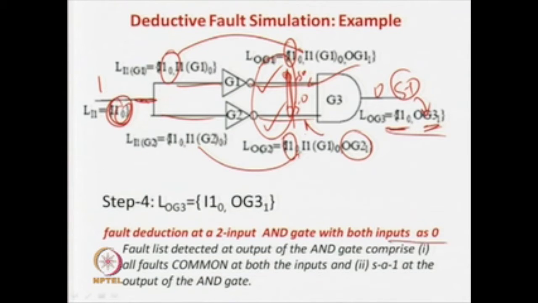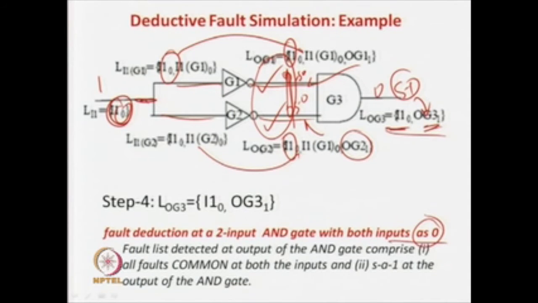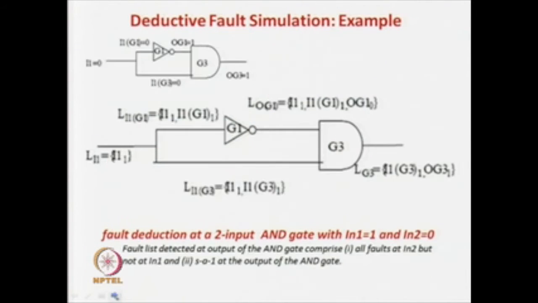So the rule is, when both the inputs are 0, intuitively we thought that nothing could be propagated, because if any one input of the AND gate is 0, then nothing propagates. But we were surprised to find that if some fault is affecting both the inputs of your AND gate, then that is the only fault that is propagated. So the fault list of the AND gate, when both of the inputs are 0, comprises all faults which are common to both the inputs. Only this fault was common to both inputs, and that gets propagated, plus a stuck-at-1 fault at the output is obviously detected, because 0 and 0 here leads to a 0 over here. So these are the rules we have seen in the last class.